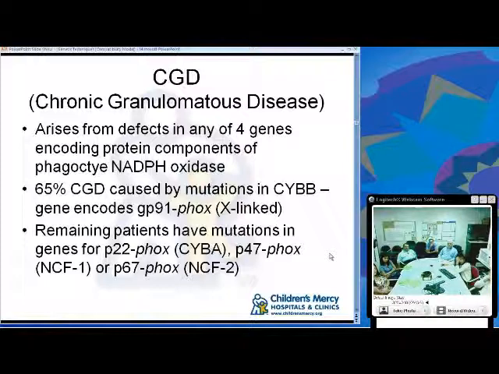So let's take a specific example such as CGD. And as you know, CGD arises from defects in any of 4 genes that encode this 5-protein complex, which is NADPH oxidase. 65% of CGD cases are caused by mutation in the CYBB gene, and that encodes the gp91-phox protein, and the remaining patients have mutations in genes for p22, p47, or p67.